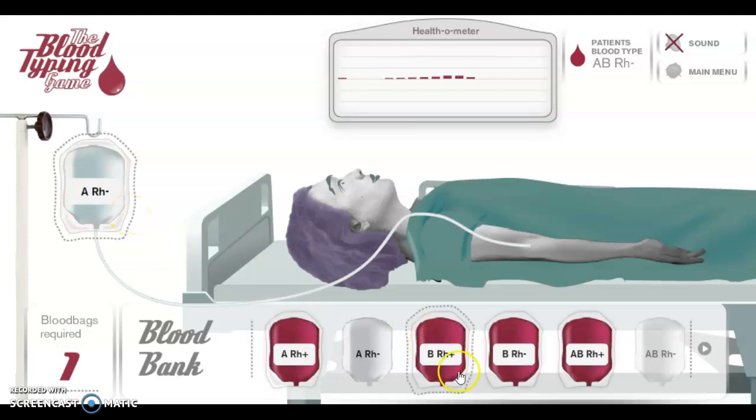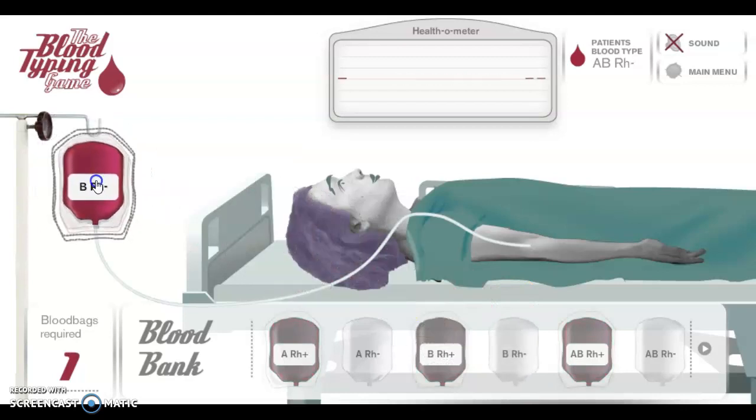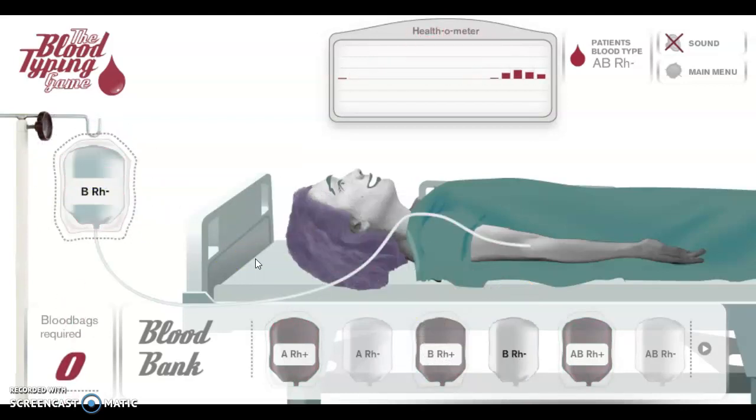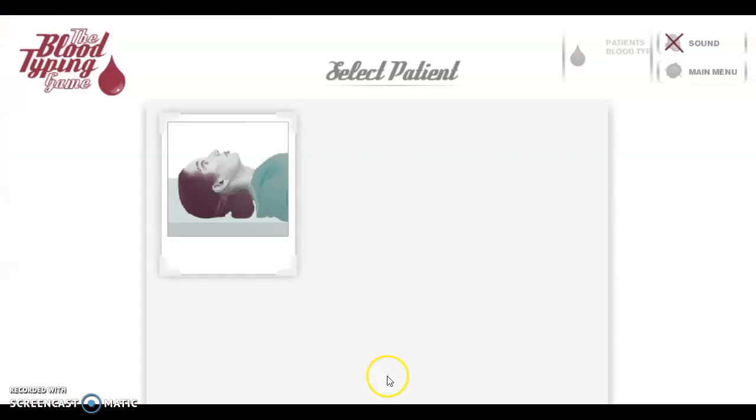That was good. And then same thing with B. If we give her the B Rh negative blood, she already has B antigen on her blood, so her body won't recognize that this was not originally her, and she will be happy. So sure enough, we have saved her.